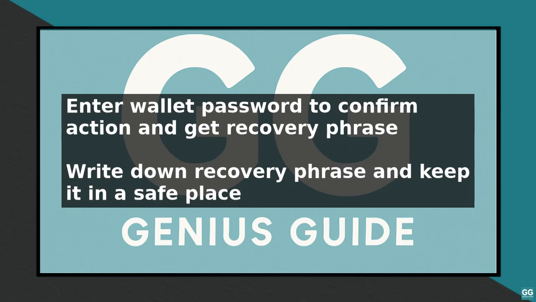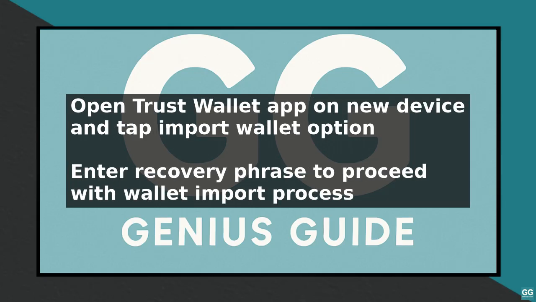Open the Trust Wallet app and tap on the Import Wallet option. You will be asked to enter the recovery phrase you wrote down earlier. So type it in and proceed. Trust Wallet will then ask you to create a new wallet password. So choose a strong and unique password and confirm it. Your wallet will now be imported to the new device, and you can access your account using the new password.